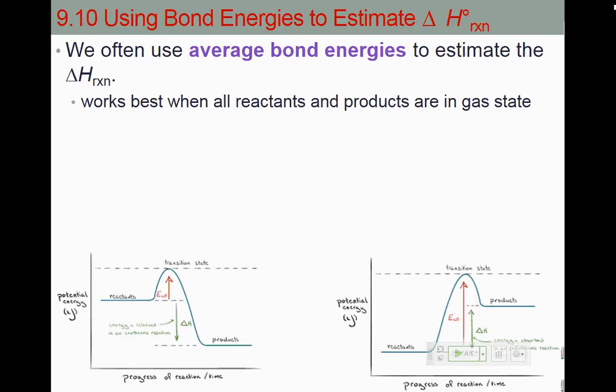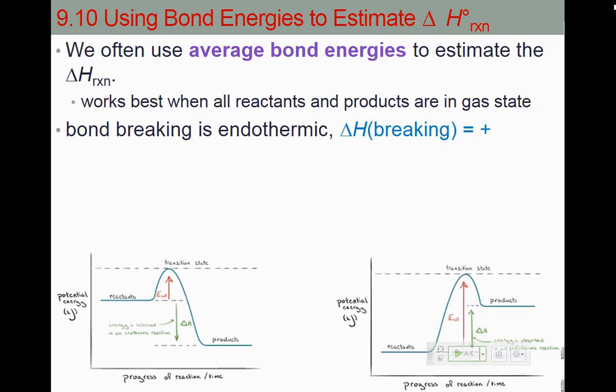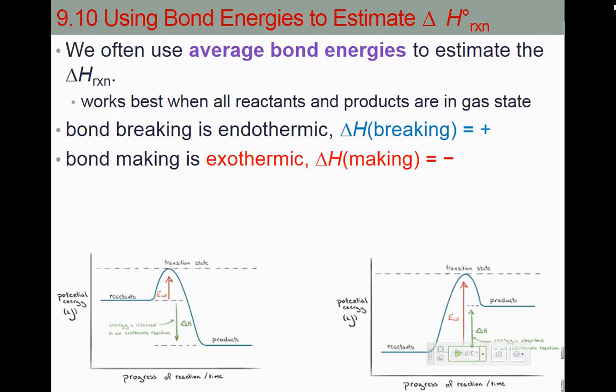We often use our average bond energies to estimate our overall delta H of our reaction. Now this, as far as the numbers, is easier to measure in the gas phase, but again, typically in the lab you're not doing it in the gas phase. So bond breaking is endothermic and it takes energy. Bond making a new bond is exothermic and it gives off energy. So the magnitude is going to be the same if we're talking about forming a carbon-carbon single bond or breaking a carbon-carbon single bond. The difference is going to be the sign. So when you are doing this, you're going to have a list of numbers, but you're going to have to put in the positive or negative sign depending on whether the bond is breaking or forming.